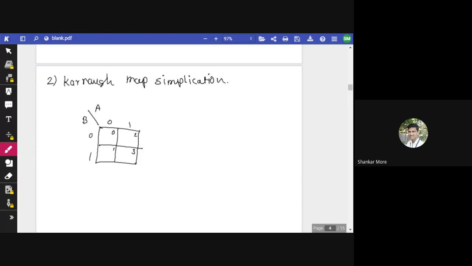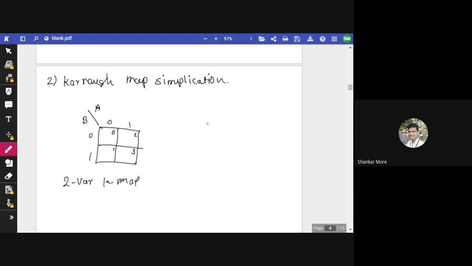Some people write A here, B here, so they change the things, but when you change A and B you have to change accordingly all the things as well. So whichever technique we know, we have to follow that technique. Okay, so this is the two variable K-map.